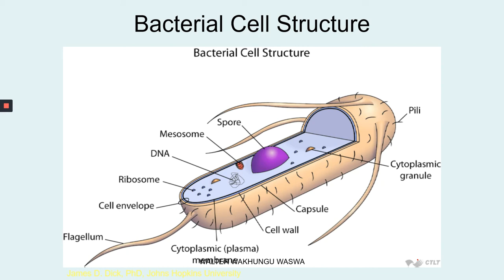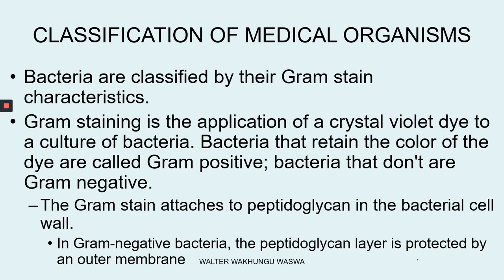One of the things that we're going to discuss is the specific adaptation that the bacterial cell has evolved to be able to cause disease in man. The capsule helps it to evade phagocytosis. This means that once it has been phagocytosed, so long as the capsule is there, it cannot be broken down. So let's continue looking at classification of medical organisms.